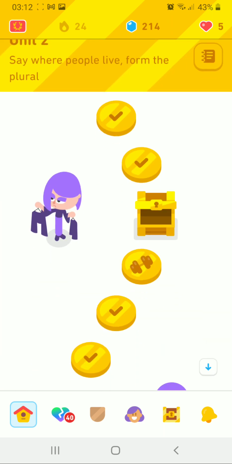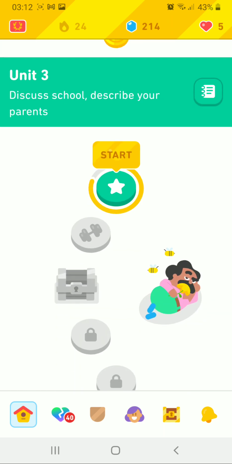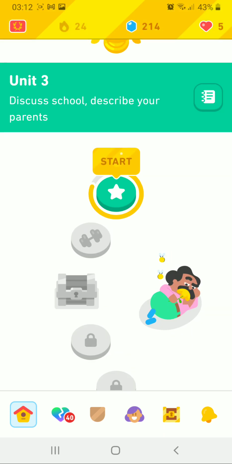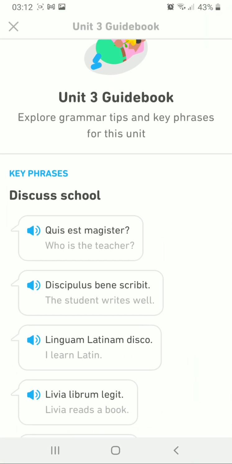This is lesson number 11. We have now reached unit 3 in Duolingo, the application I'm using on my smartphone. As you can see, unit 3 is about discussing what's at school and describing your parents. The last time we tried to do some of the exercises for the first lesson, and as a warm up, let's have a look at the guidebook.